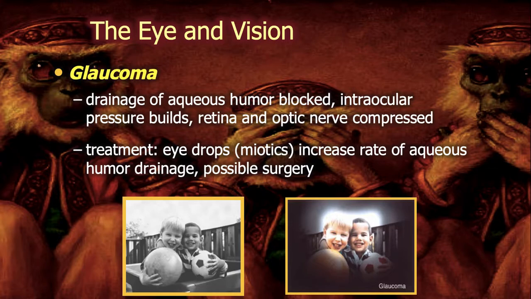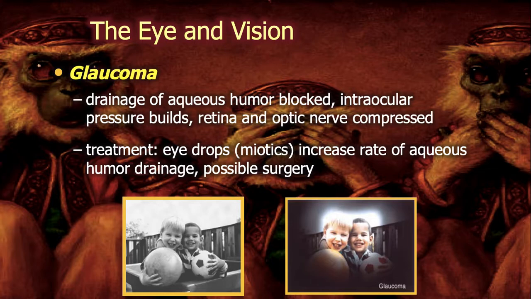So this may be your normal vision, but then as glaucoma happens, as your pressure increases, your field of vision will steadily decrease. If it goes on too long, you can lose the vision in the eye. So, treatments. You start out with some eye drops. Some miotics will increase the rate of aqueous humor drainage, so make it drain faster. There are also drops you can get to prevent the production of aqueous humor, or at least reduce it, so you're not making as much at the beginning.